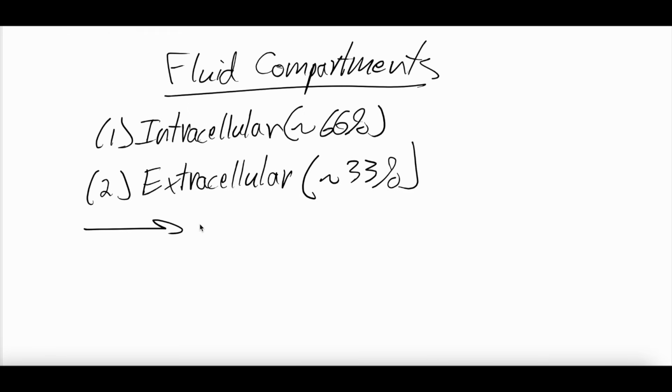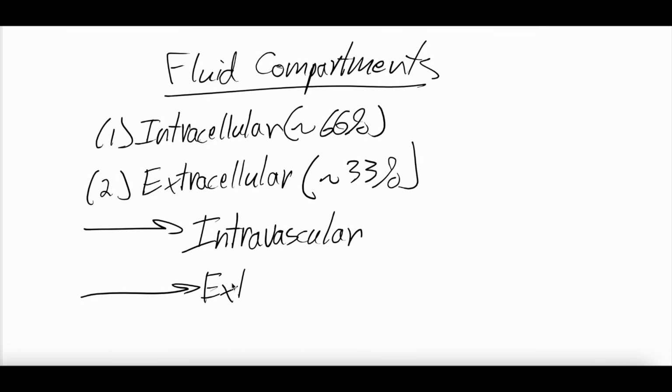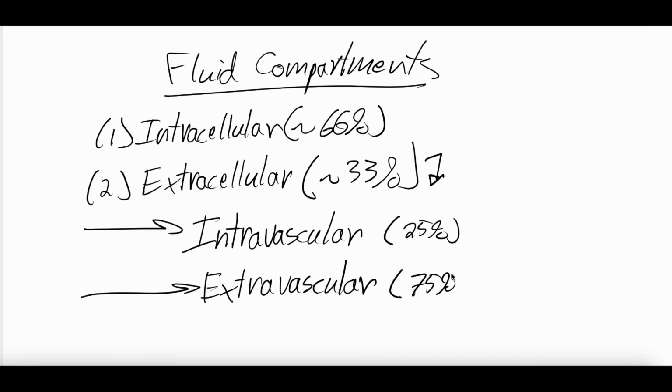Within that extracellular space, though, you have both intravascular, inside the blood vessels, as well as extravascular, outside the blood vessels, like in the interstitium. And within this 33%, the intravascular space makes up 25% of the extracellular space, whereas the extravascular space makes up 75% of the extracellular space.